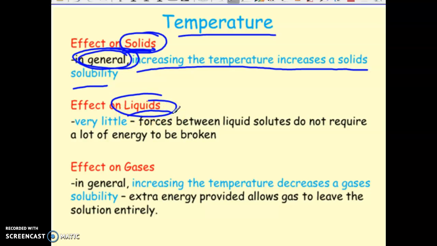Now, if you have liquids, so a liquid that you're trying to dissolve into a liquid, let's say you're putting milk into water and you want to mix it. Actually, the temperature does not really have a super big effect. So whether it's hot water or cold water, liquids can mix with other liquids pretty easily, unless they are different polarities. Remember, you still have to follow the like dissolves like rule.